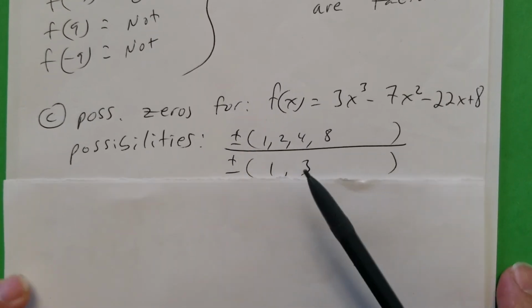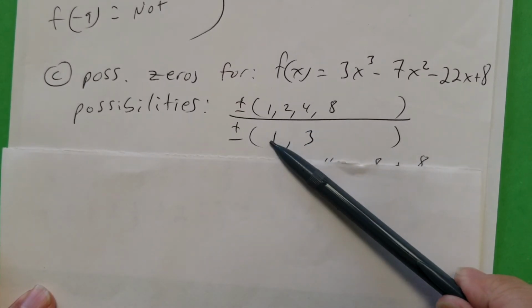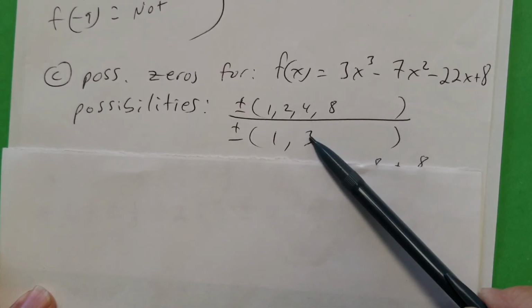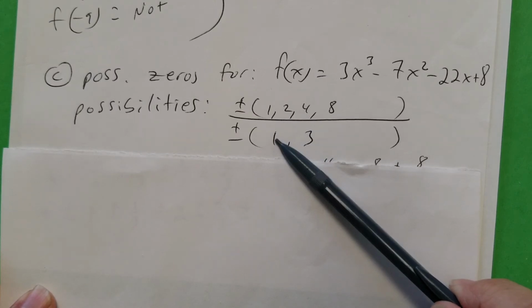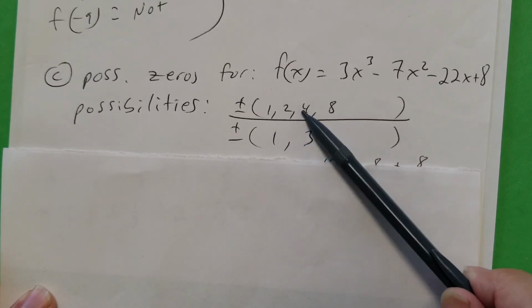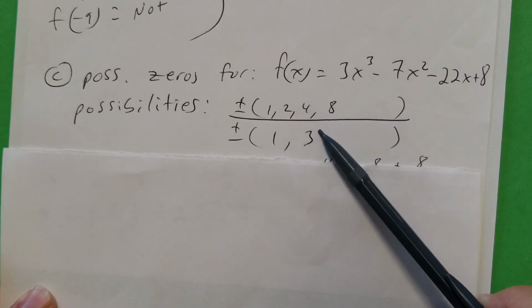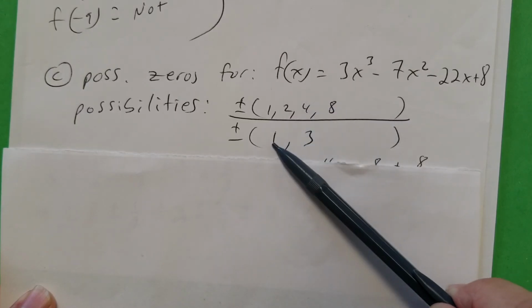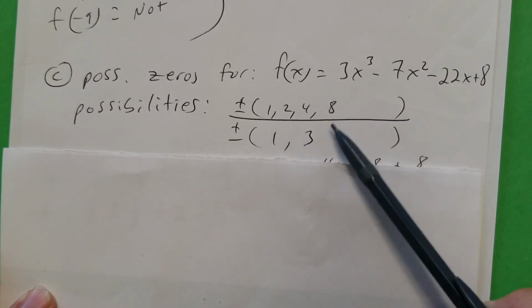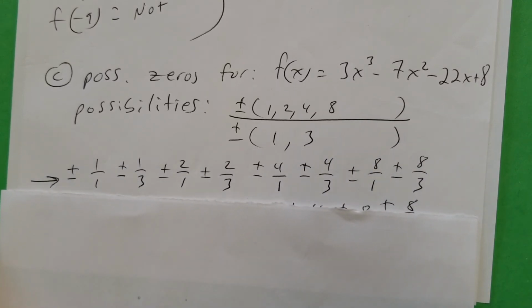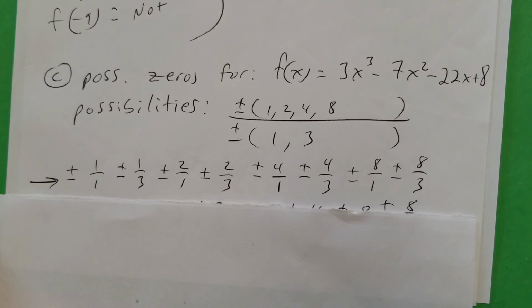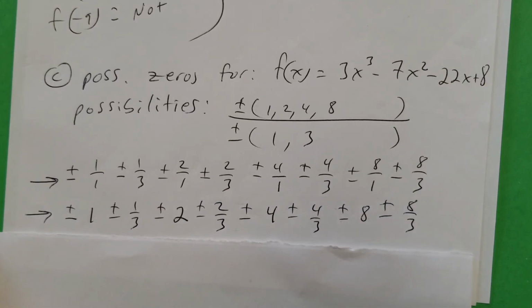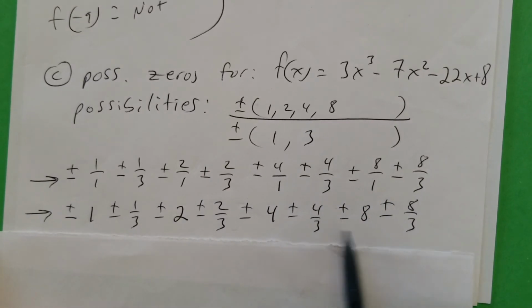Okay? So now, carefully. 1 over 1 is 1. 1 over 3 is just 1/3. 2 over 1 is 2. 2 over 3 is just 2/3. 4 over 1 is 4. 4 over 3 is 4/3. 8 over 1 is 8. 8 over 3 is 8/3. All right? I list them all here. And then you do positive, negative, and these are all the possibilities.